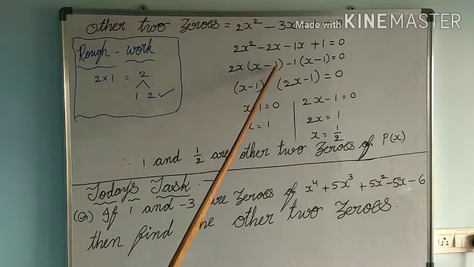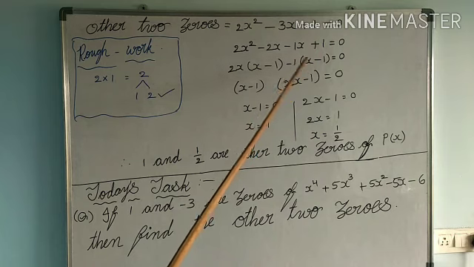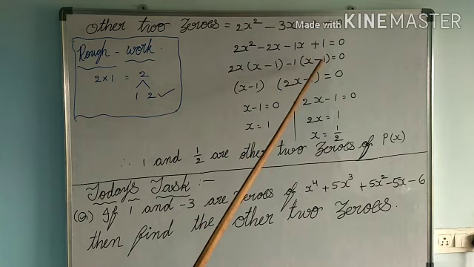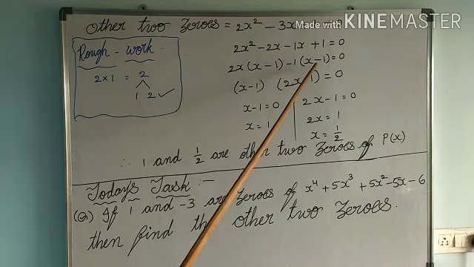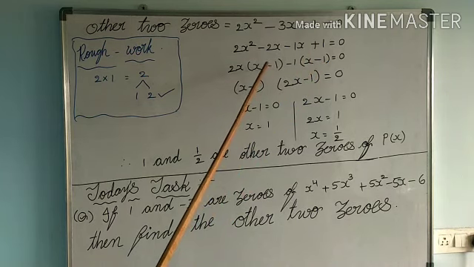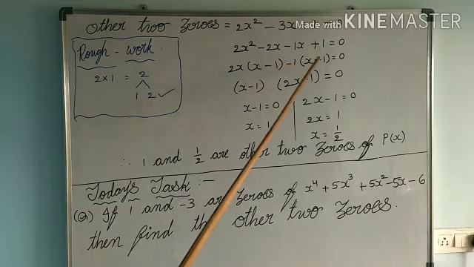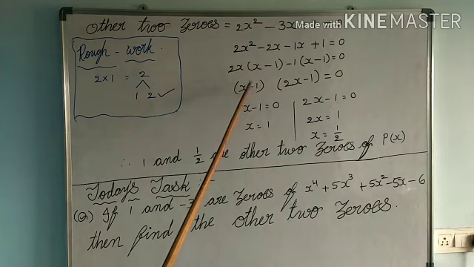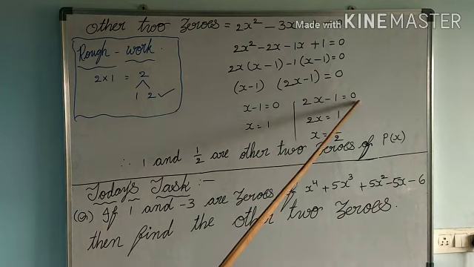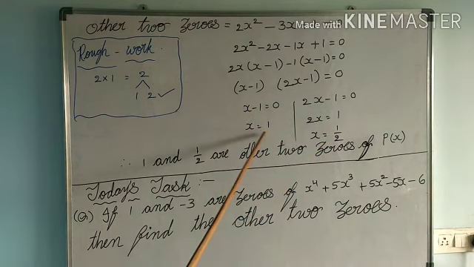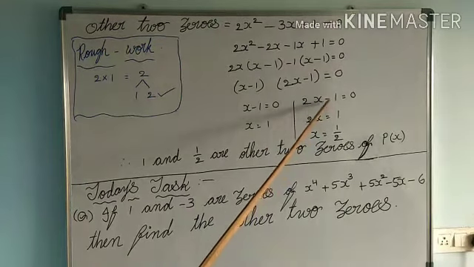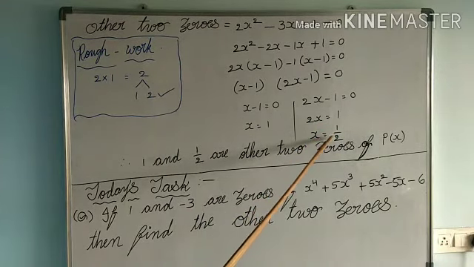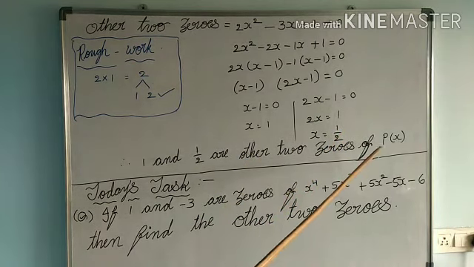Here total 2x we took outside, so nothing else remains there, that's why 1 has remained. Next, here 1, so take minus 1 as common. When we take minus as common, plus changes into minus. Compulsorily we will get x minus 1. These two factors are the same, so take x minus 1 as common, and the remaining factor is 2x minus 1. So x minus 1 equals 0 and 2x minus 1 equals 0. Minus 1 sent to that side becomes plus 1, so x equals 1. And 2x equals minus 1, sent to that side plus 1, and x equals 1 by 2. So 1 and 1 by 2 are the other two zeros of p of x.